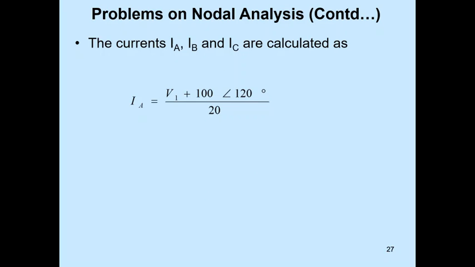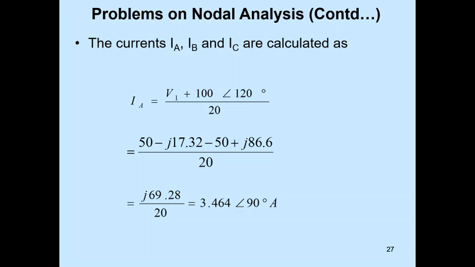So the currents IA, IB, IC are calculated as IA is equal to V1 plus 100 at an angle of 120 degrees by 20. So this is 50 minus J 17.32 minus 58 plus J 86.6 by 20. So by simplifying this, we are getting that IA is equal to 3.464 at an angle of 90 degrees.